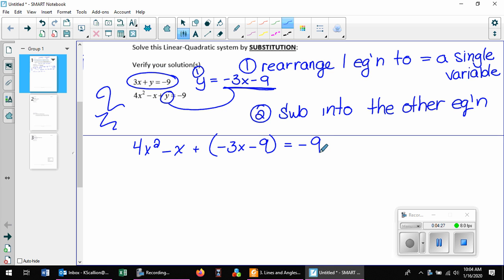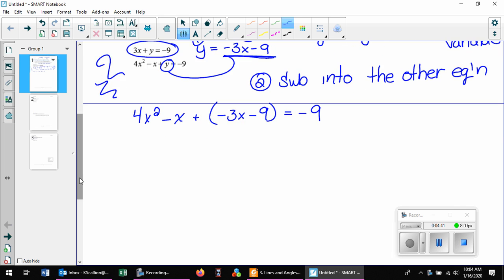And the reason why I like to put it in brackets and plop it right in is because if this was a subtract, then in my next statement I would change the sign. Does that make sense? I do it as 2 different steps. I know some of you will be able to do it all as one step, but sometimes slowing down isn't a bad thing. So I'm going to have 4x squared minus x minus 3x minus 9 equals a negative 9.